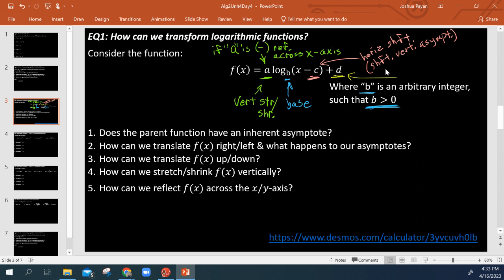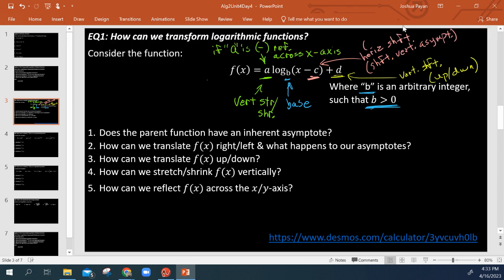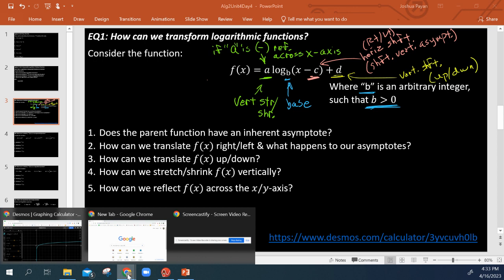Okay, and of course D, what do you think D does? That shifts us up or down, so that's a vertical shift, which is up, down. And just in case you're having a brain fart, I'll go ahead and write this out. Horizontal shift, that means right or left. Okay, so now let's look at what Desmos has to offer us.